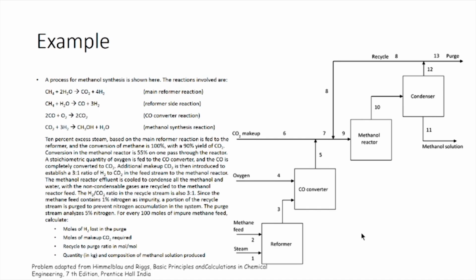For every 100 moles of impure methane feed, you are asked to calculate the moles of hydrogen lost in the purge, moles of makeup carbon dioxide required, recycle to purge ratio in moles per mole, and quantity in kilograms and composition of methanol solution produced. So, this problem covers all the aspects of chemical reactions with recycle and purge for a multi-unit system. Let us try to solve this problem.